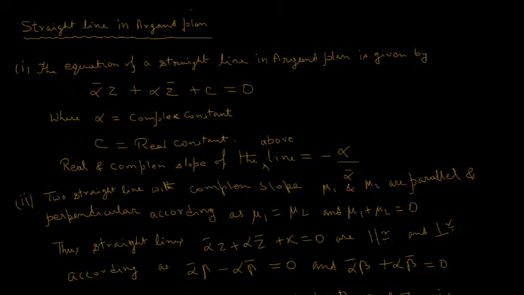Second, two straight lines with complex slopes mu1 and mu2 are parallel and perpendicular accordingly as mu1 is equal to mu2 and mu1 plus mu2 is equal to 0. The straight lines alpha dash z plus alpha z dash plus c is equal to 0 are parallel and perpendicular accordingly as alpha dash beta minus alpha beta dash is equal to 0 and alpha dash beta plus alpha beta dash is equal to 0.